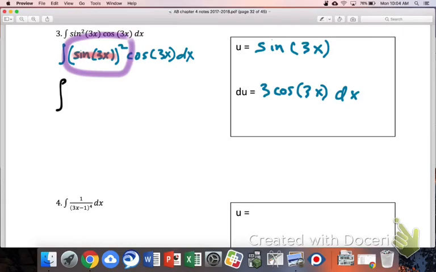So that's what I'm going to do. I'm going to say u squared. And then just for illustrative purposes, I'm going to leave the cosine of 3x in there. But what I want to do here is substitute the dx out. So what can I replace the dx with? Yeah, du over that whole thing, right? Because you can just divide both sides here by 3 cosine of 3x.